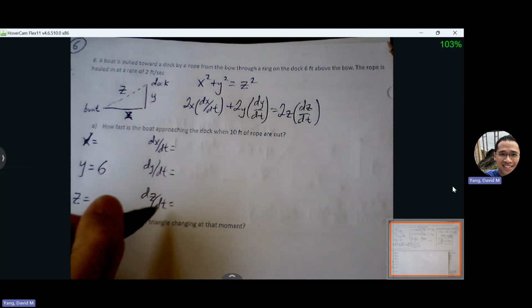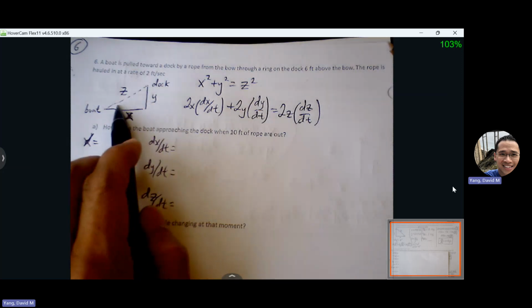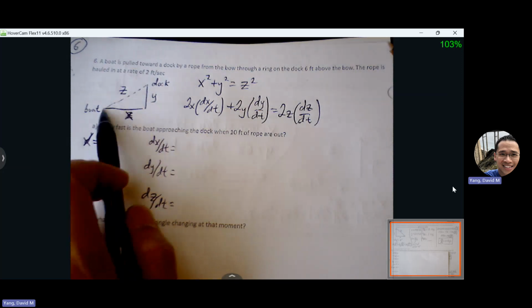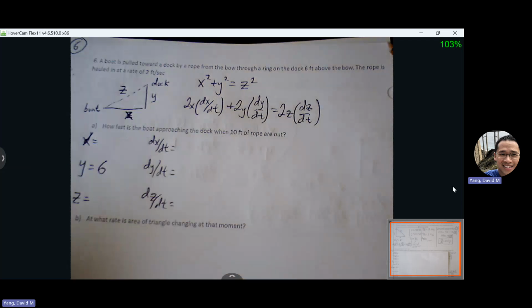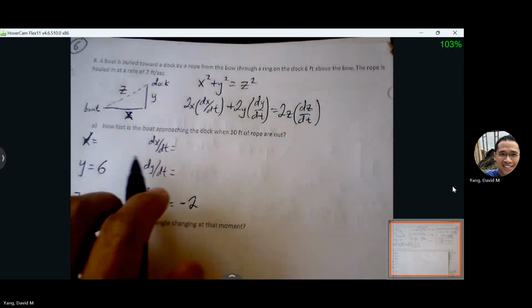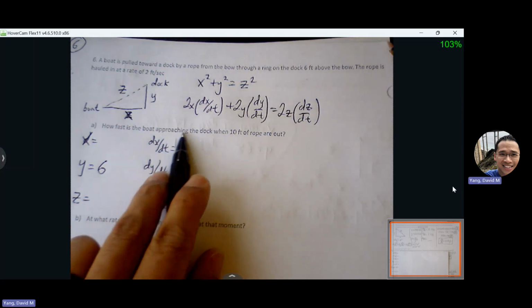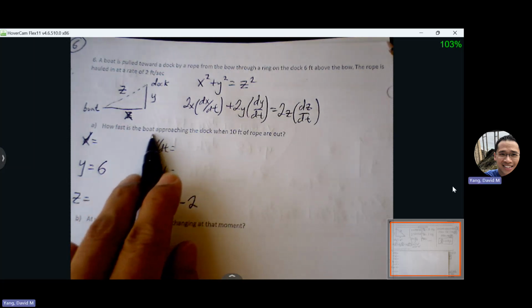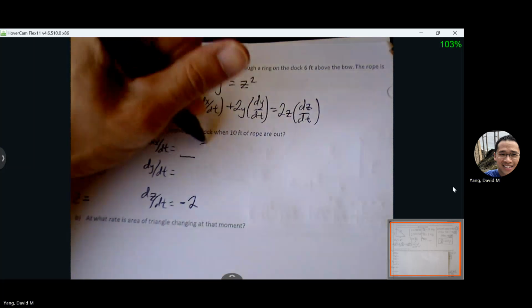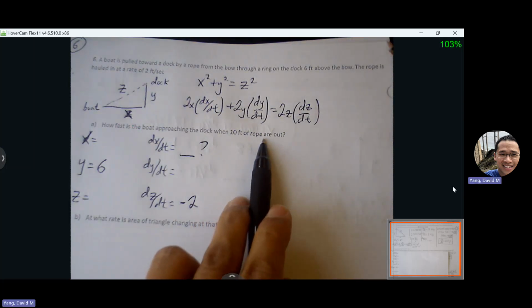Any adjustment with dz dt? Negative, because that rope is getting smaller, right? This triangle is getting smaller. Everything is going to be shrinking. dz dt is going to be a negative 2. How fast is the boat approaching the dock? What are we looking for? dx dt. Okay. And when there's 10 feet of rope out, that's z.